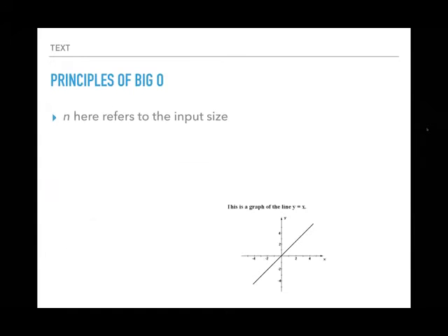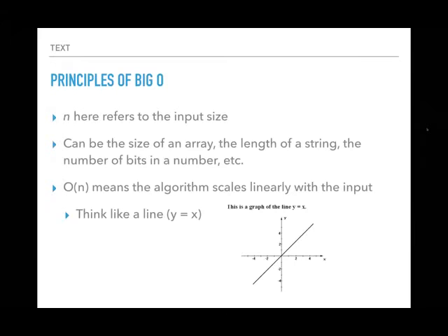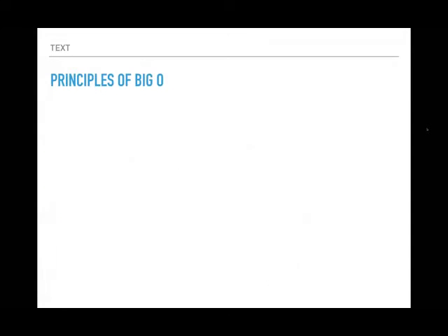So this line is the line y equals x, or you can think of it as y equals n, where y would be the amount of time that this thing takes. So the idea is that if I have one more element, I will take one more unit of time. If I have 10 more elements, I will take 10 more units of time. And if I double my input size, I will double the amount of time I'll have to take. So that means the algorithm scales linearly because it scales like a line.